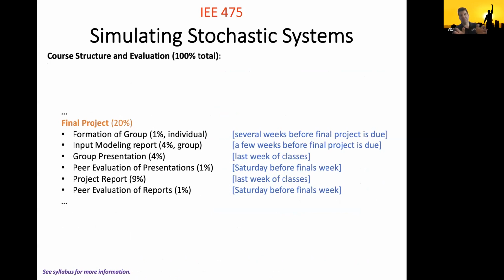Let's see how things are laid out here. So you're going to form a group in the middle of the semester, and I'll give you more details and deadlines on Canvas. Your group is going to form a proposal for a project in the form of what's called an input modeling report. And there will be an additional document on Canvas outlining what goes into this report, where you basically say the system that you would like to model and the types of data that you need in order to do that modeling. That's why it's called this input modeling report.